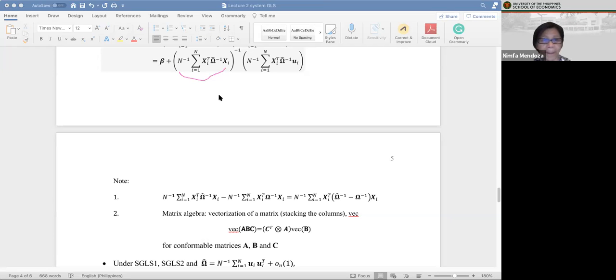And then subtract a similar expression but now with omega instead of omega hat. So you can rewrite the left-hand side as n inverse, the summation of x sub i transpose, then the difference of omega hat inverse minus omega inverse, times x sub i.